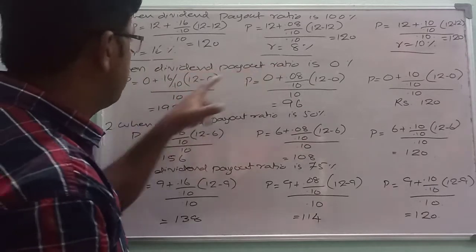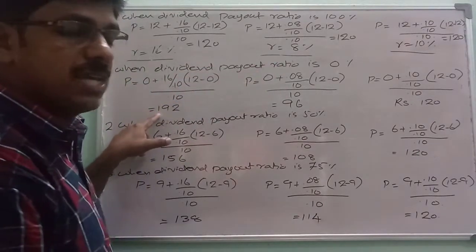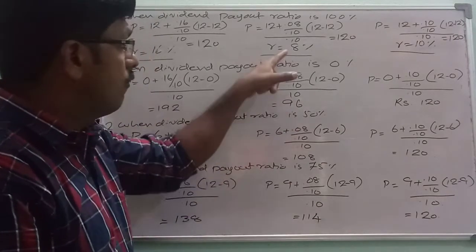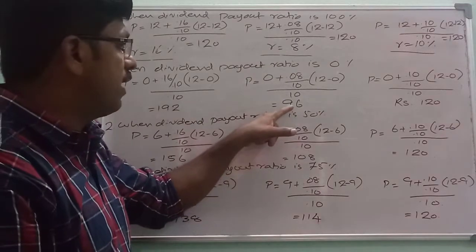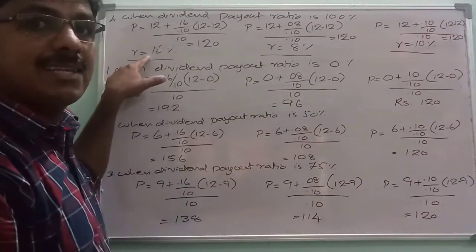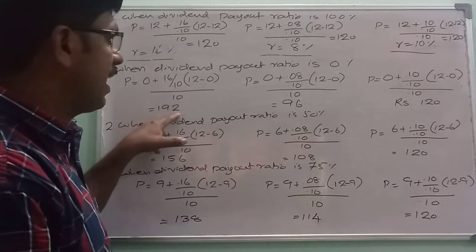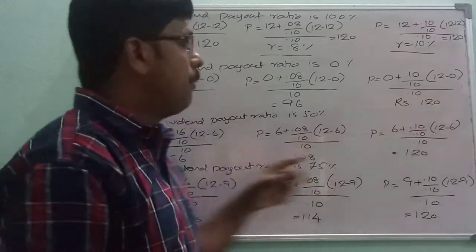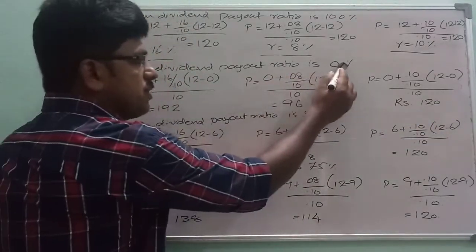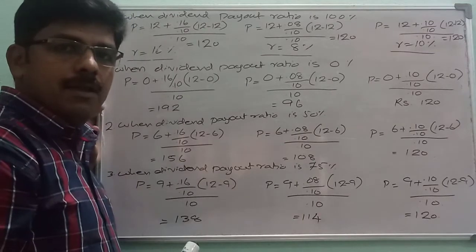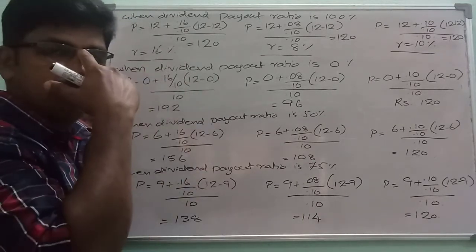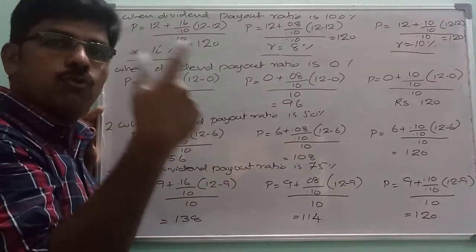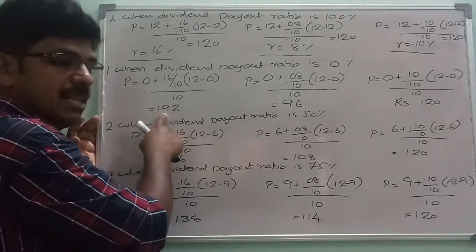When dividend payout ratio is 0%, market price of equity share is 192, 192 rupees comes here. Here there is only 96 in the second case. When R is less than KE, it is the very lowest, 96. When R is greater than KE, market price of equity share is the highest. When R is equal to KE, rupees 120. So when dividend payout ratio is 0%, if you retain the entire earnings and reinvest, when the internal rate of return is higher, the market price increases.